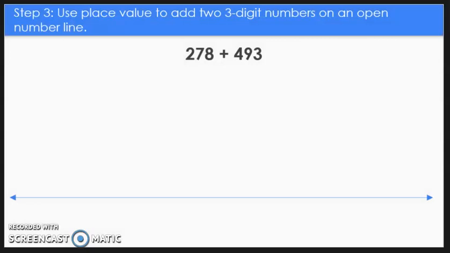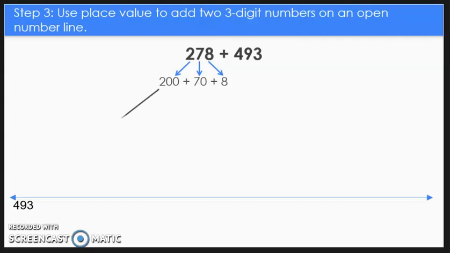In the final step, students will use place value understanding to add on an open number line. In the example shown, 493 is the greatest addend, so I start with that number at the beginning of my number line. I break apart the other addend into hundreds, tens, and ones. There are many different ways to find the sum on an open number line. This example will show just one of those possible ways.